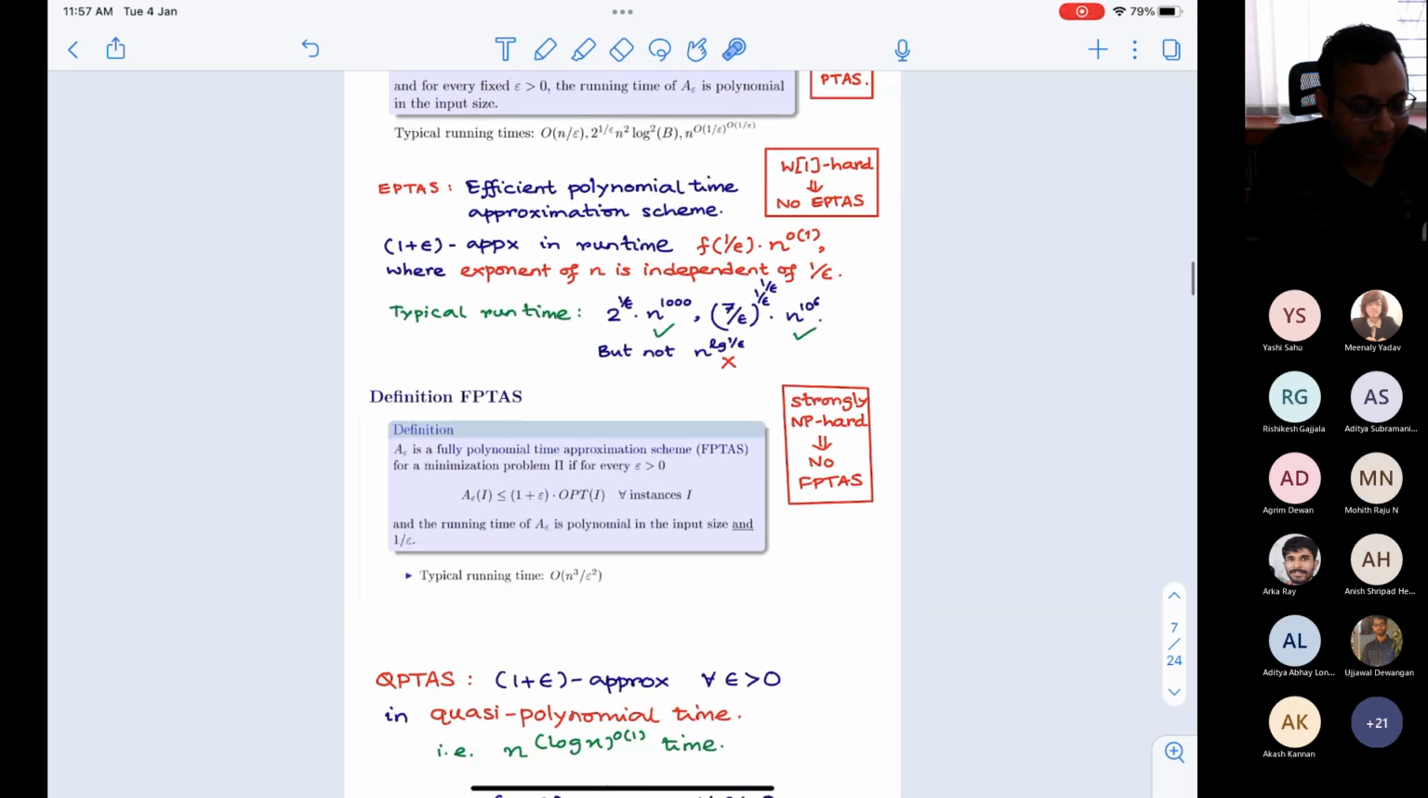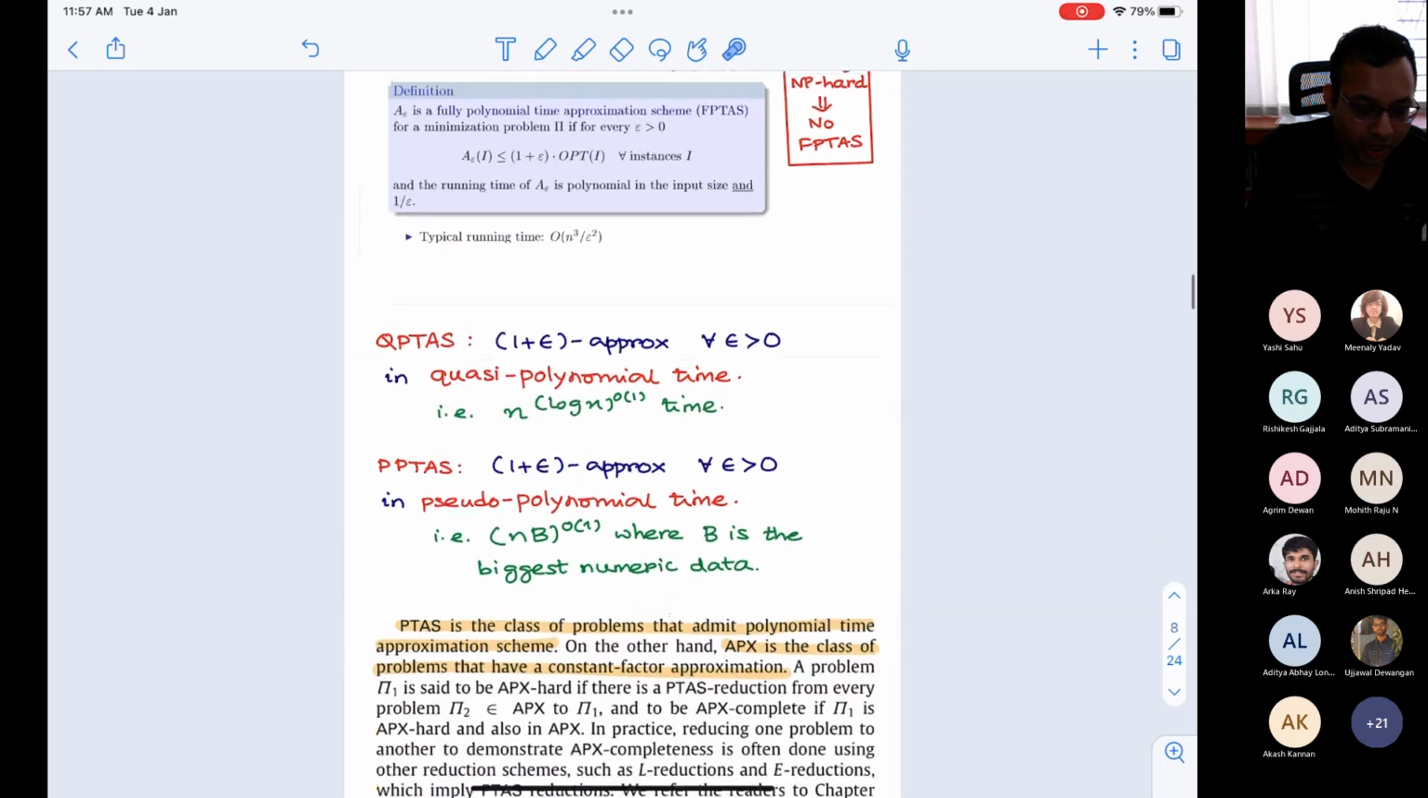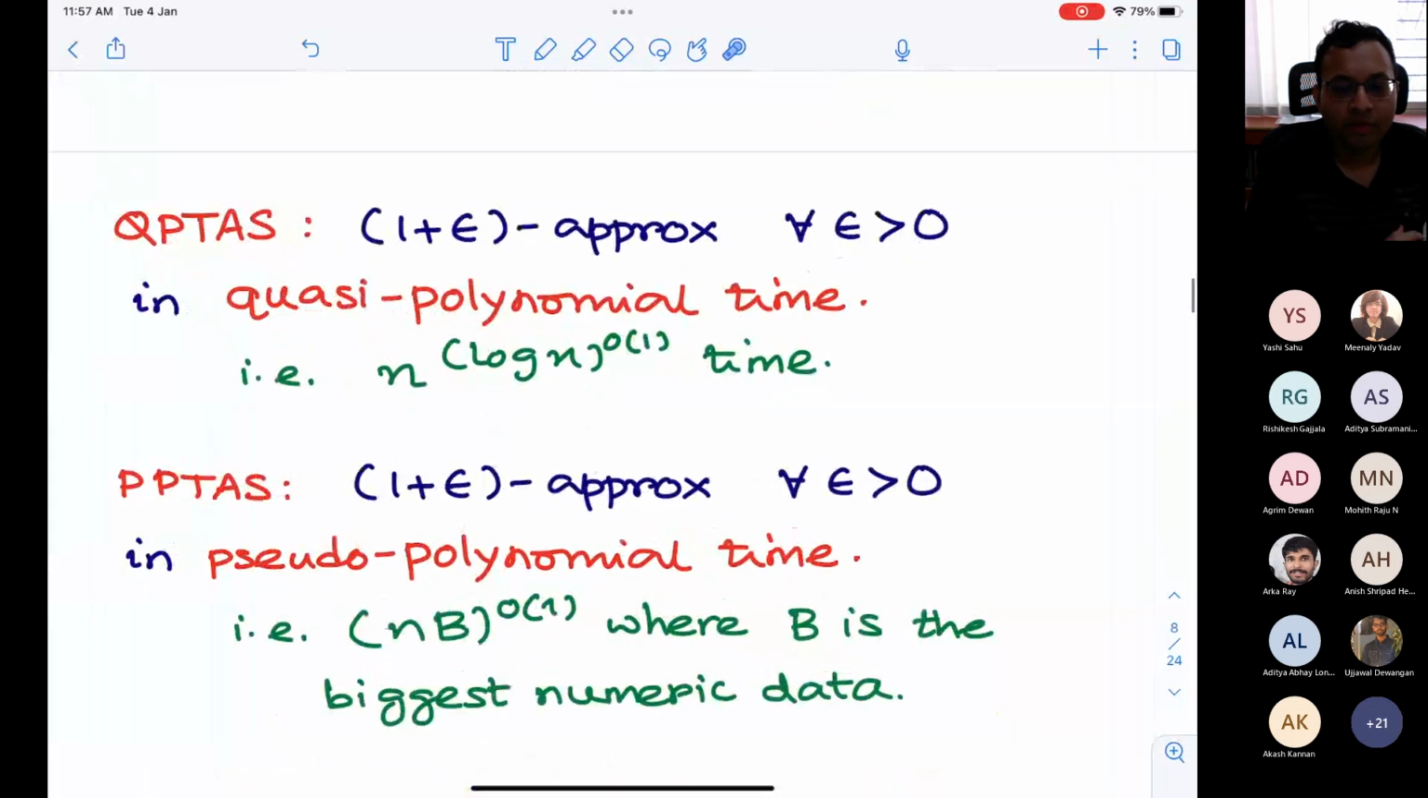Okay. So there is some more PTASes. One is called QPTAS, which is again a 1 plus epsilon approximation, but the runtime is not polynomial. It is quasi-polynomial. If you have not come across this term, it means an expression like n to the power log n to the power constant.